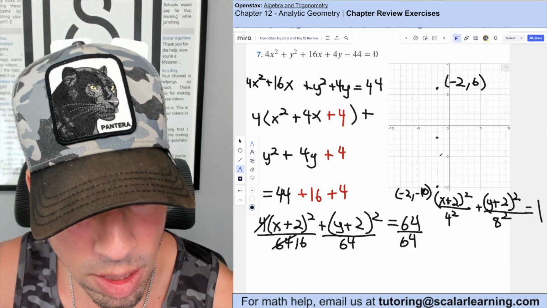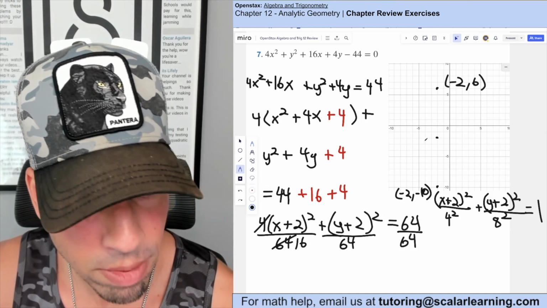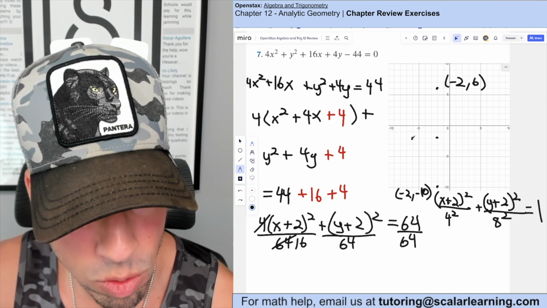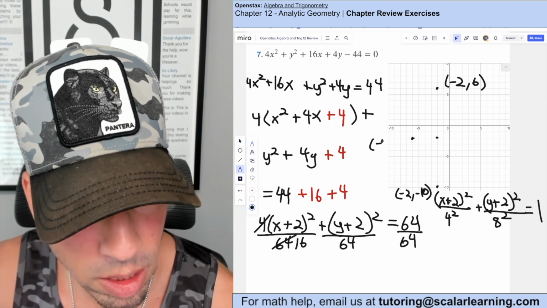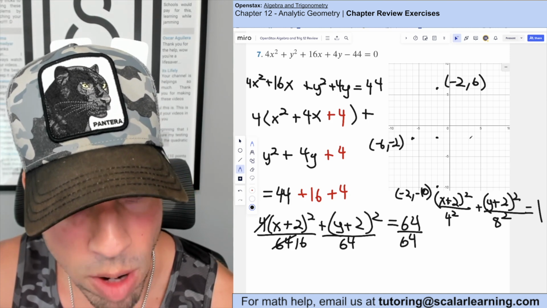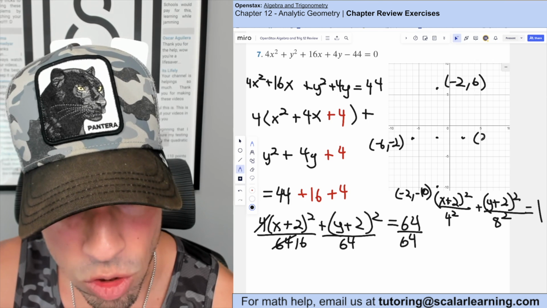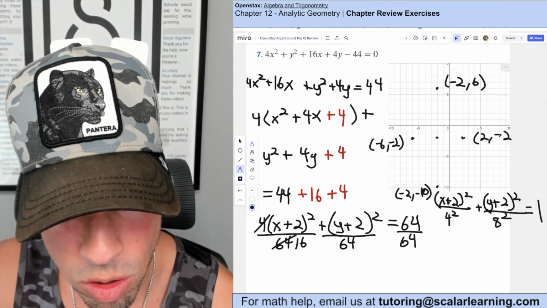We're going to go left by 4. Left and right by 4. So left by 4 is right here. That's going to be -6, -2. Right by 4 is going to be 2, -2. So let's go ahead and draw that in.